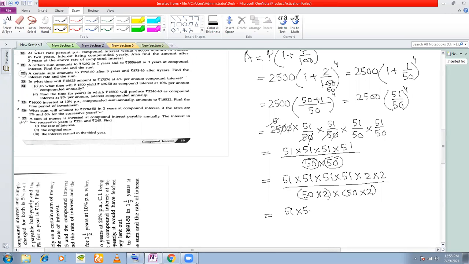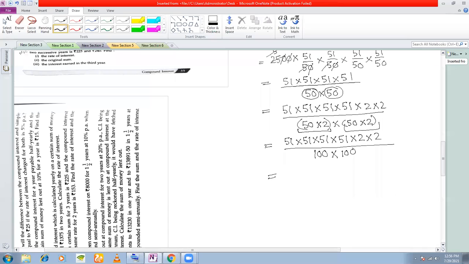Sir, can you please explain this? Yes, just try to understand this, and maybe if you can't understand, then I will explain. See, what happens is, because I have multiplied 50 by 2 here, I want to make this 100. So I'm getting 100 here, and I'm getting 100 here also, isn't it? Because of this 50 into 2. Yes, sir.